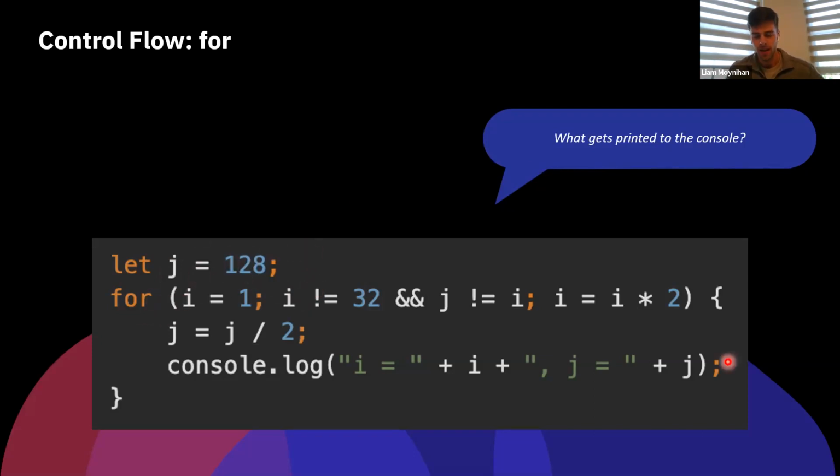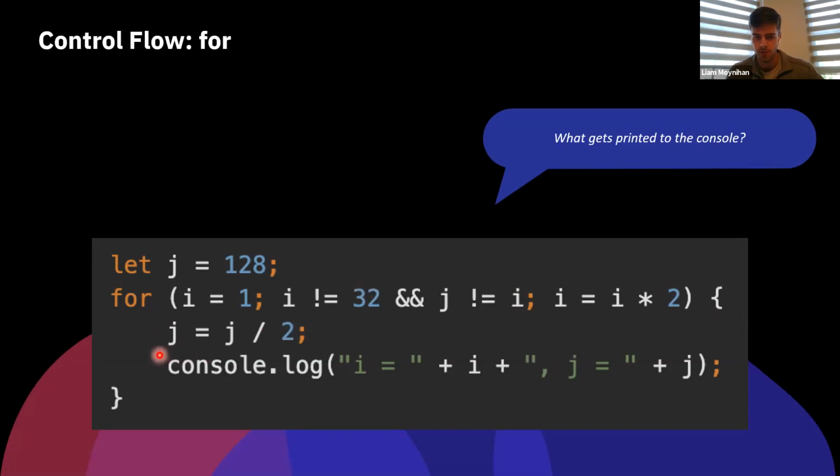But we're going to say at the beginning of our loop, I is equal to 1. We already have j equal to 128 outside of it. We'll divide j by 2, so now j is equal to 64. So here we're going to print I is 1, j is 64. The loop ends, so we're going to do our action. We're going to multiply I by 2, so now I is equal to 2. We go to the beginning of the loop.